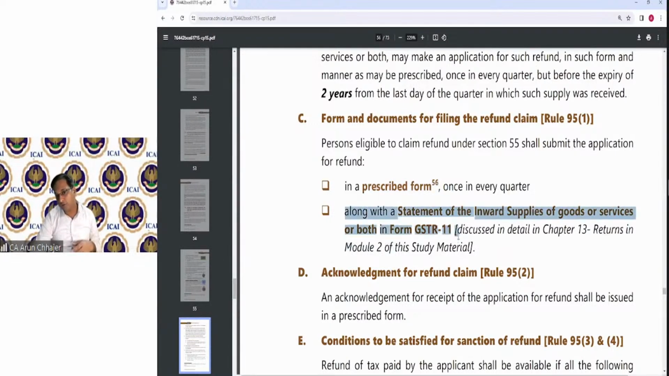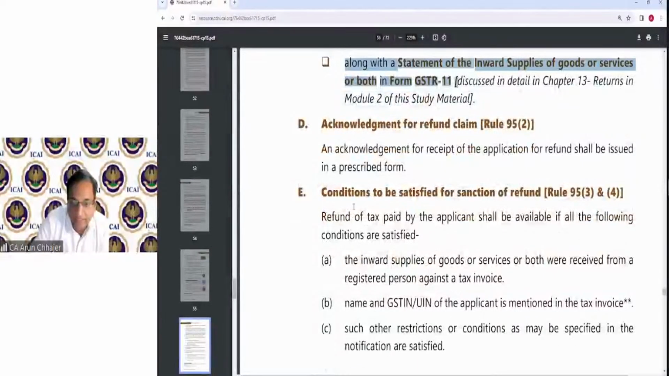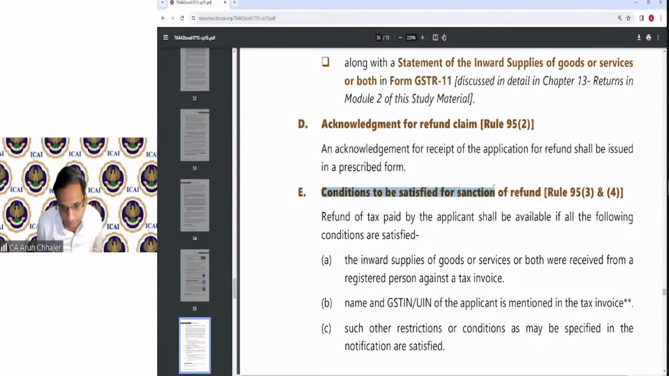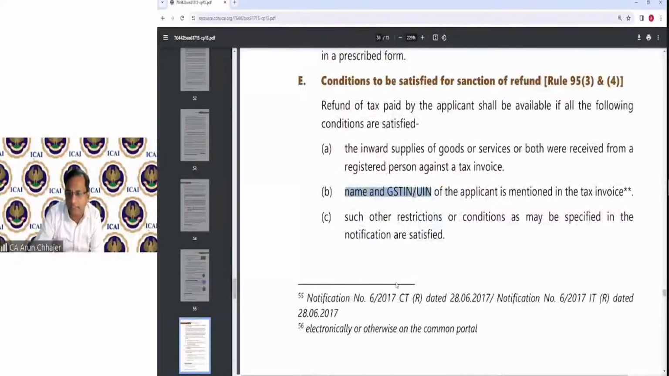And also they have to submit GSTR 11. What is GSTR 11? Basically the inward supply statement. Like in the normal case, it is GSTR 2A, so for them, it is GSTR 11. Acknowledgement for the refund claim. Conditions to be satisfied for sanctioning the refund: inward supplies were received from a registered person against a tax invoice, with the name and GST number on the tax invoice, and such other restrictions.